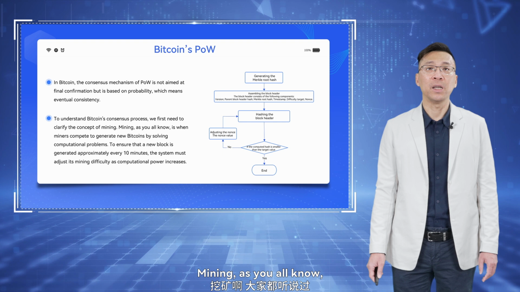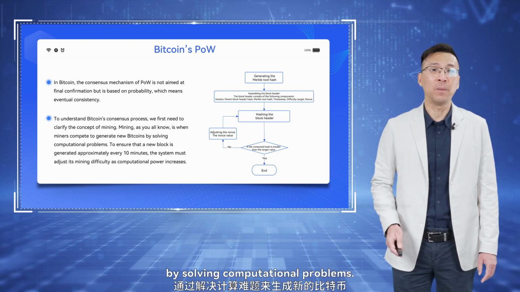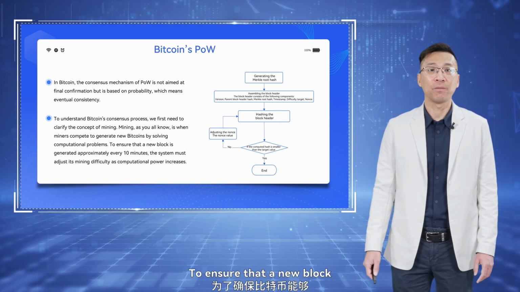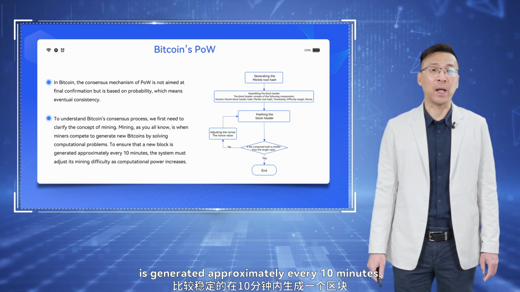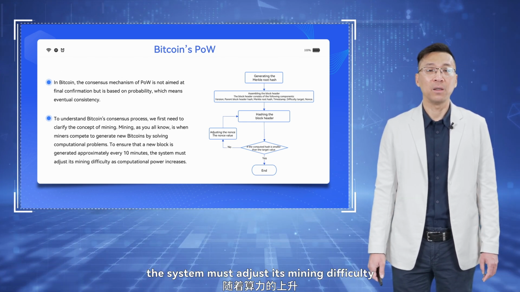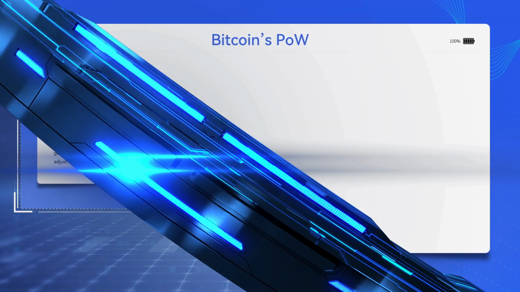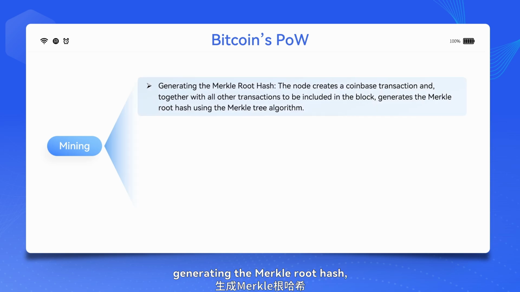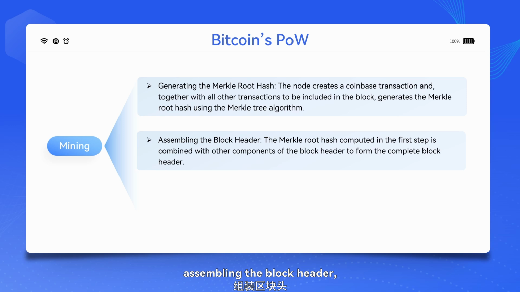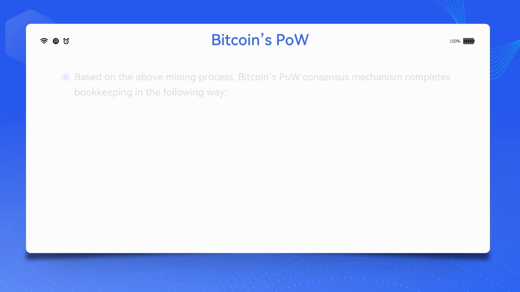Mining, as you all know, is when miners compete to generate new Bitcoins by solving computational problems. To ensure that a new block is generated approximately every 10 minutes, the system must adjust its mining difficulty as computational power increases. Mining consists of three main parts: generating the Merkle root hash, assembling the block header, and calculating the proof of work output by finding the random number, nonce.